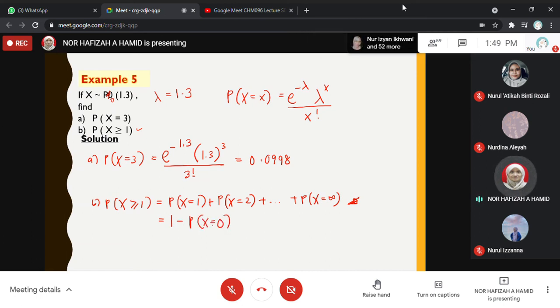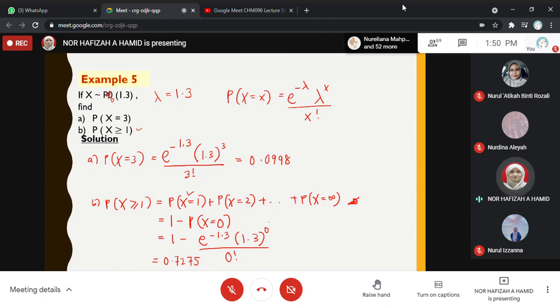So you kena minus mana yang probability yang you tak nak, so sebab kita nak start from x equal to 1, so you kena minus dengan 0. So nanti substitute je 1 minus E negative 1.3, so you have 1.3 power 0 over with 0 factorial. Okay, and answer is equal to 0.7275. Okay, so ni answer, ni for example 5.